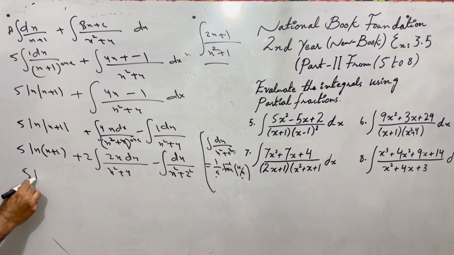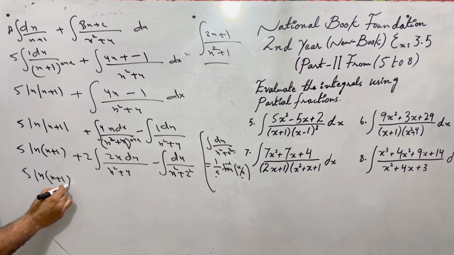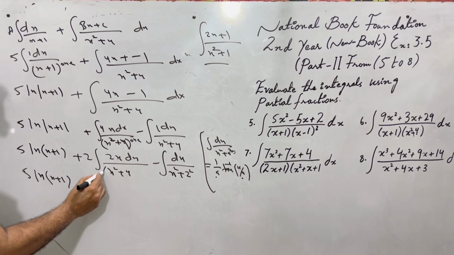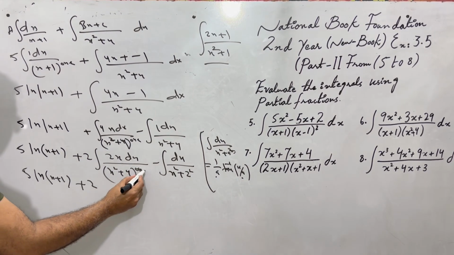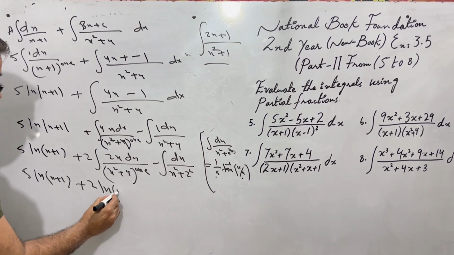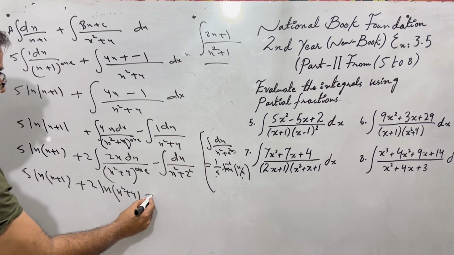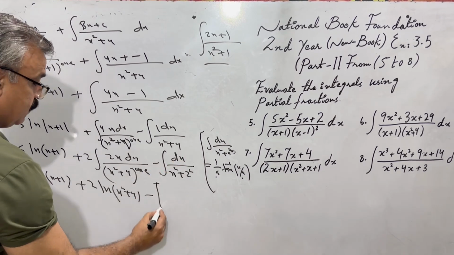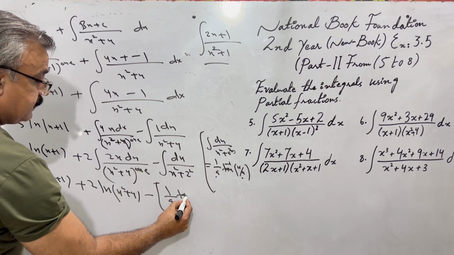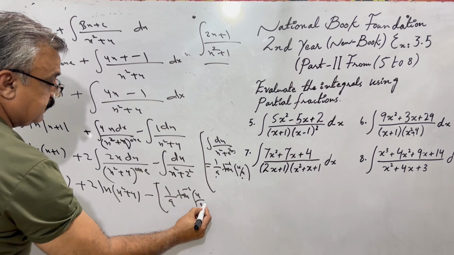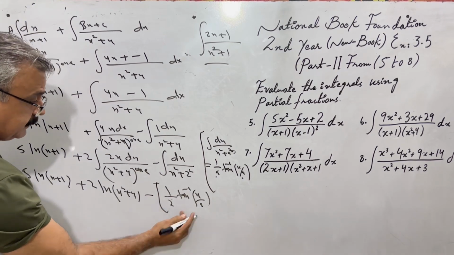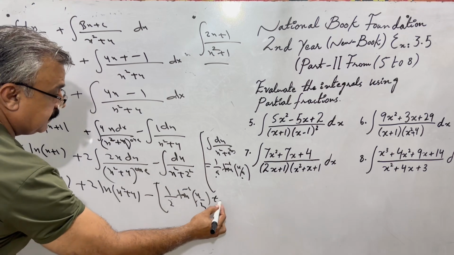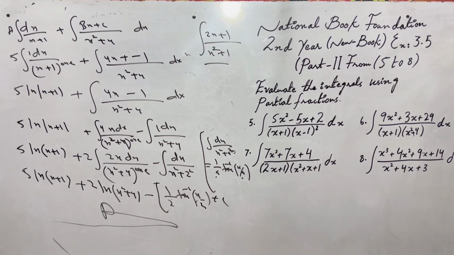It's our 5 times ln x plus 1 plus 2 times its function derivative having overall power. It is also ln 2 times ln x square plus 1 minus. It is equal to 1 over a tan inverse of x over a. Instead of a we have to write 2, plus c. It's our final answer.